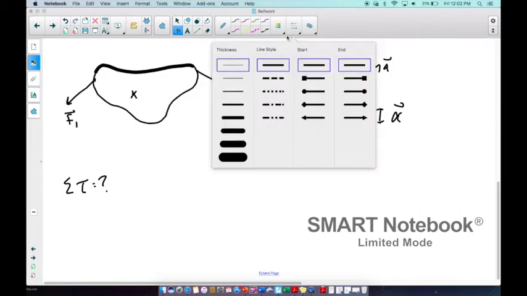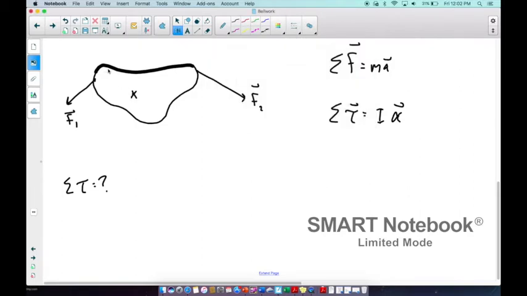So the first thing I need to do is define the axis of rotation. I've already done that. Then I need to draw some vectors, some r vectors, away from the axis of rotation to the point of application of the forces. I'll say that's r1. I'll say this is r2. This is really the only thing that we're adding in this free body diagram. Before, we had just point particles and forces acting on that point particle. Now, though, we have forces acting at some position. So you always have to think about the position vector from the point of application of the force to the axis of rotation. All right.